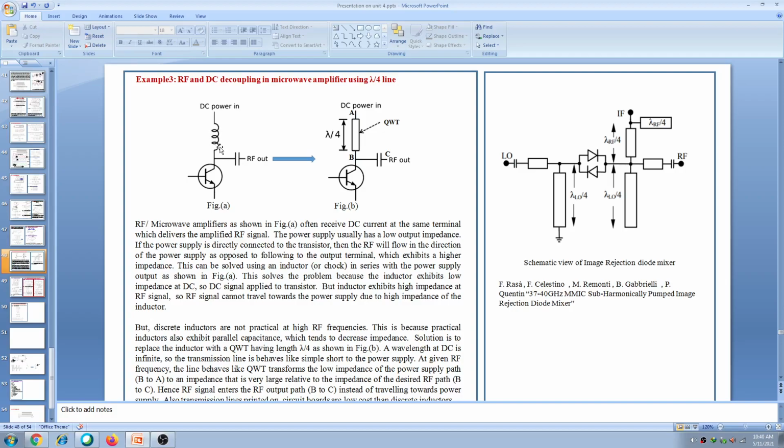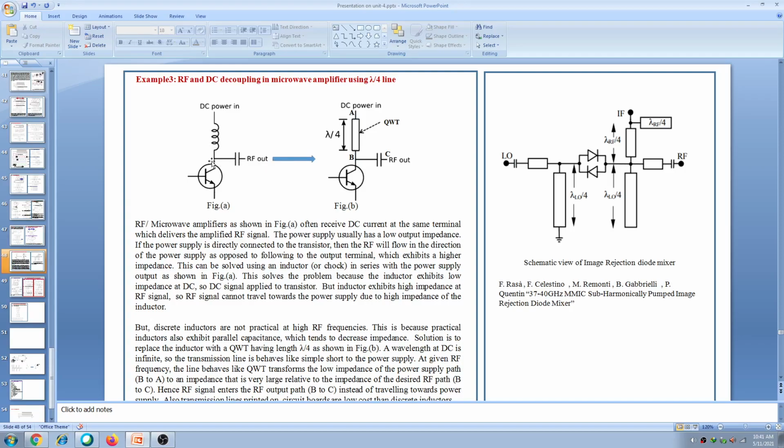Otherwise, if you connect directly to the transistor without this inductor, what happens? The amplified RF signal will come here, but it can flow like this also. If this DC power supply has a very low impedance, the signal goes into the DC power supply instead of going this way. If it is a little higher impedance, it will take the path like this. But what is our intention? It should not go to the DC power supply, it should go this way.